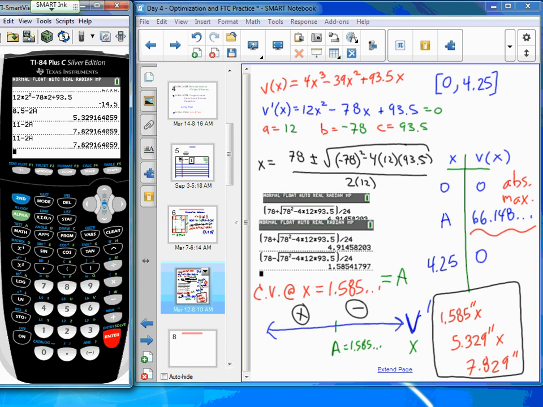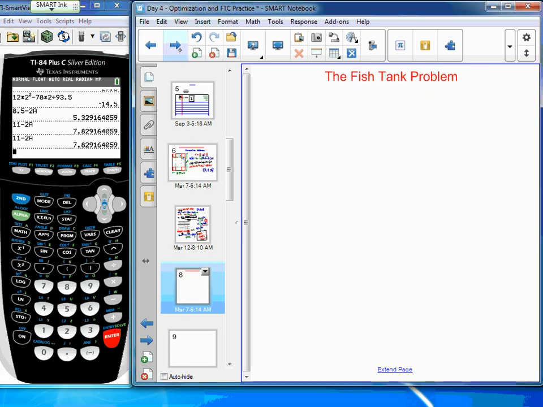In pre-calculus, that was fun. We just made the function. The key was translating from the picture to get the 11 minus 2x and the 8.5 minus 2x times x, and then doing the graph so I can calculate the maximum. Here, we use calculus to find the critical values and determine that maximum analytically. So that's pretty sweet. Let's go ahead and take a look at the fish tank problem.